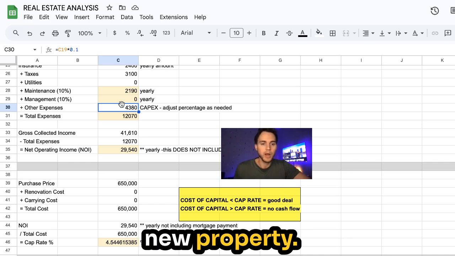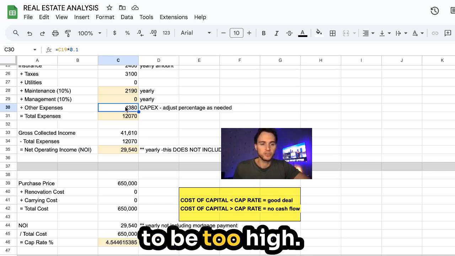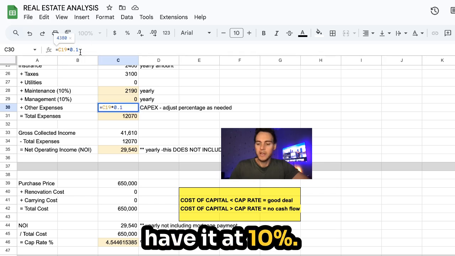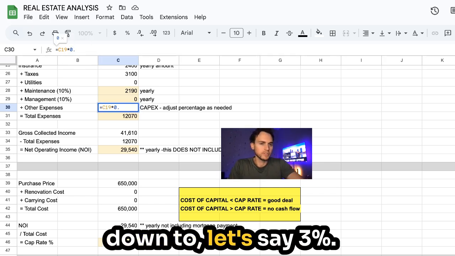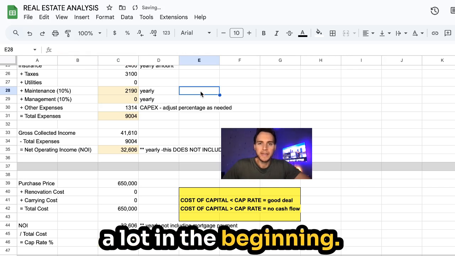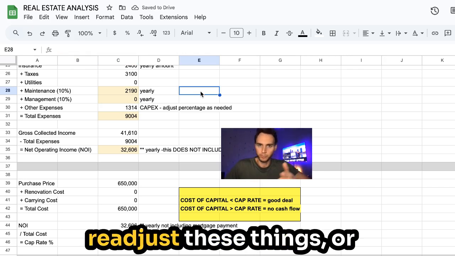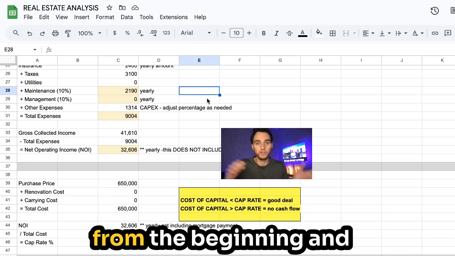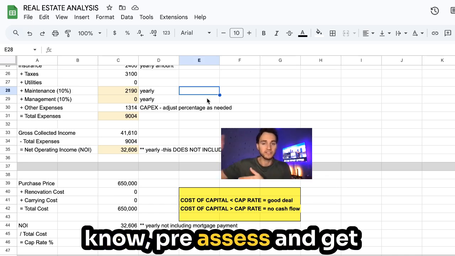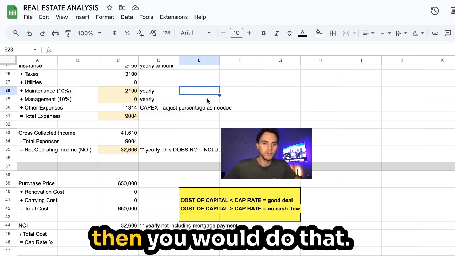This is a pretty new property. I don't think capital expenditure is going to be too high. Right now, we have it at 10%. Let's move that down to, let's say, 3%. Probably not going to need a lot in the beginning. As it ages, you might readjust these things. Or if you just want to start from the beginning and say, hey, I want to pre-assess and get ultra conservative here, then you would do that.